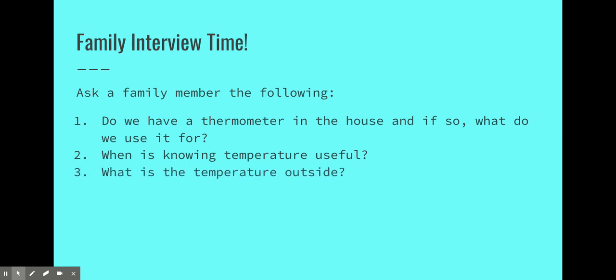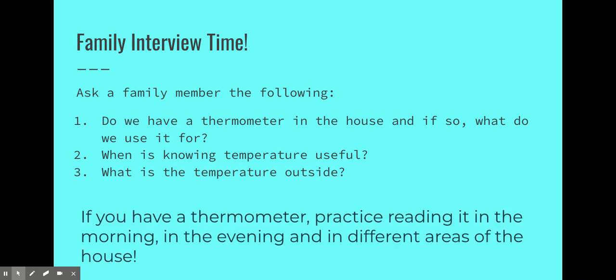What is the temperature outside? Go outside with your family member and figure out what the temperature is if you have a thermometer. If you don't, what other tools do you have that could help you with this? If you do have a thermometer, I want you to practice reading it in the morning, in the evening, and in different areas of the house. The best way to learn how to use a thermometer is to use it and practice using it a lot.